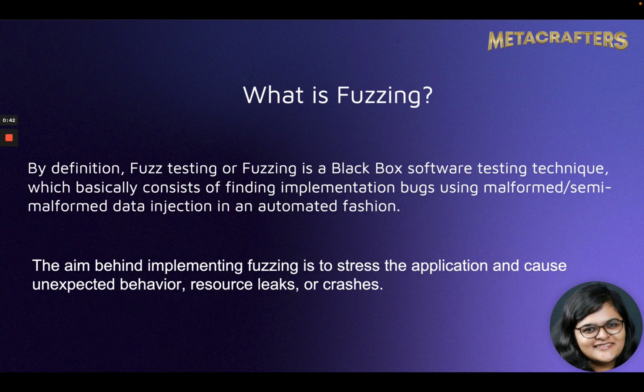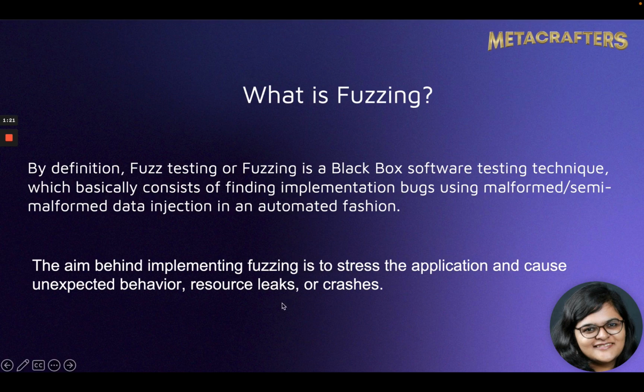What could be some of the potential errors that your code could encounter in the way it has been written, using malformed or semi-malformed data injection in an automated fashion. I know this seems like a lot as a definition, but the idea is that fuzzing or fuzz testing will send random data to your code to ensure that it's able to handle all different kinds of scenarios. And creating and sending this random data all happens in an automated fashion.